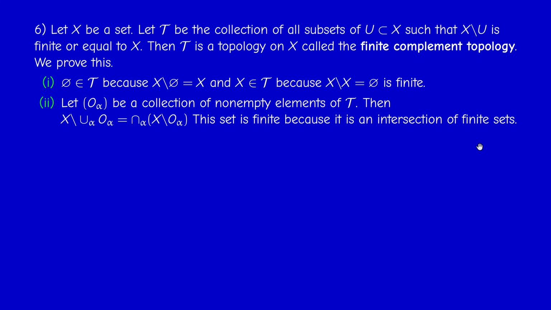Okay, now suppose that we have an arbitrary collection O alpha of elements of T, and let us prove that the union is an element of T. So we look, of course, if all of them are empty, there's nothing to prove actually, because if all of them are empty, then the union is empty. Okay, so we look at the complement. The complement of the union by De Morgan's law is the intersection of the complements.